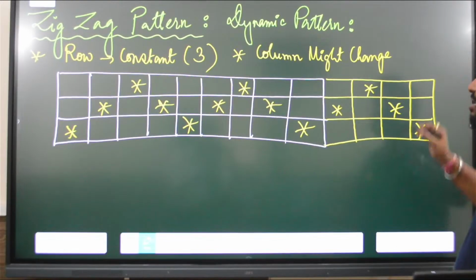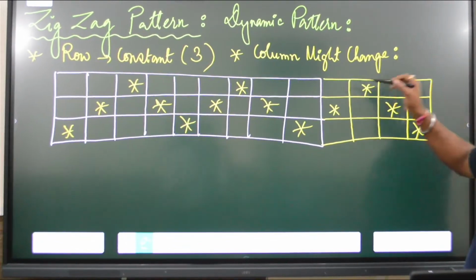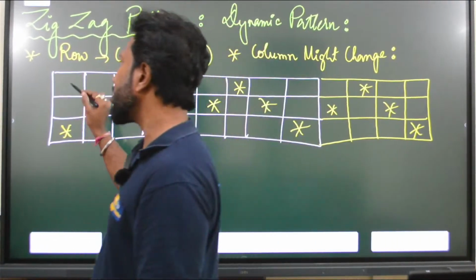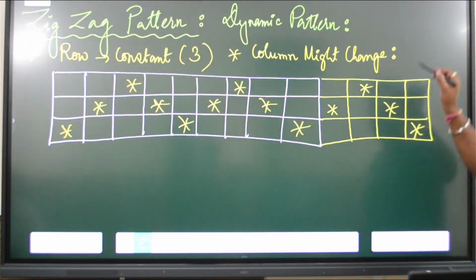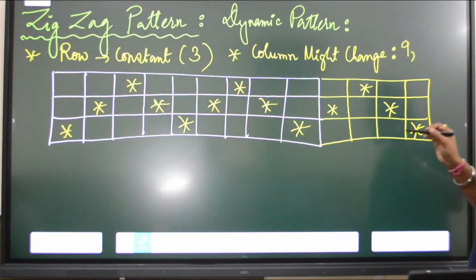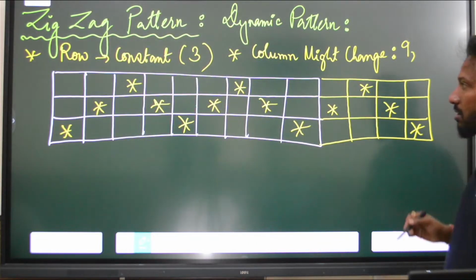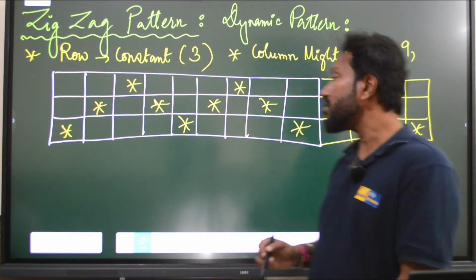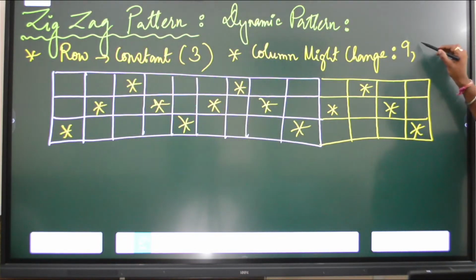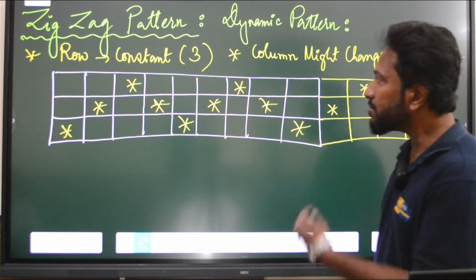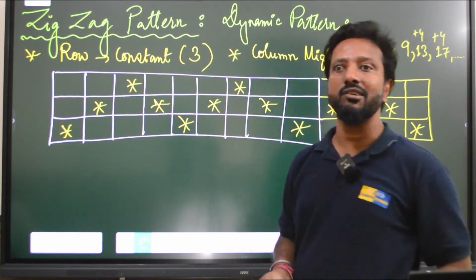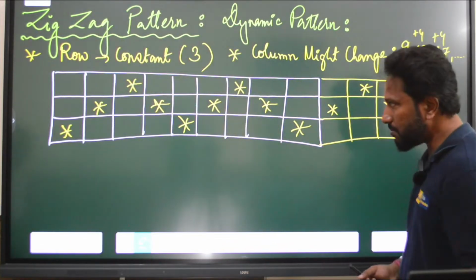So the column value can be, in this case, 1, 2, 3, 4, 5, 6, 7, 8, 9. There are 9. It can be 9, or it can be plus 4, which is 13, or plus 4 again, it can be 17, and so on. Okay, so this is how it is working.